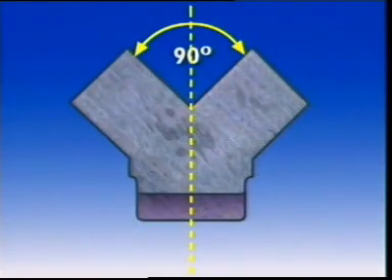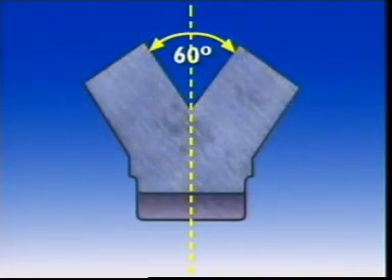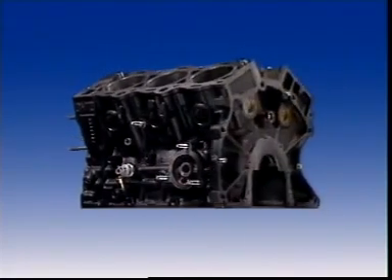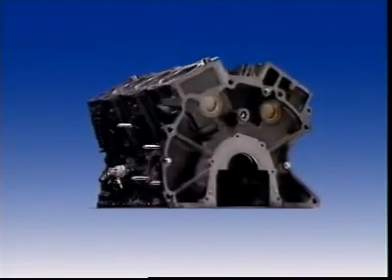Common angles between the banks of cylinders are 90 degrees and 60 degrees. V-type engines are wider than inline engines and may also be lower.